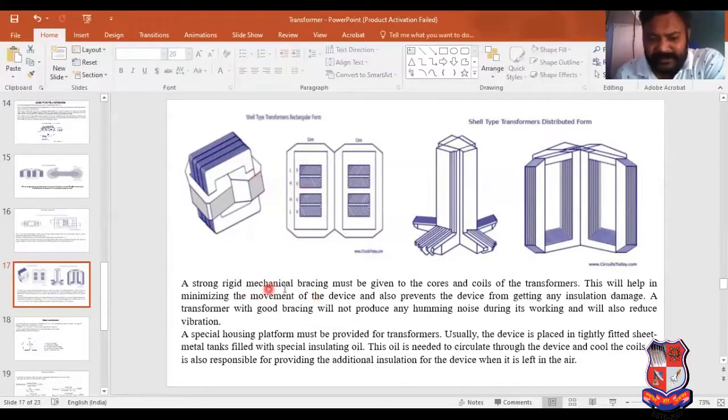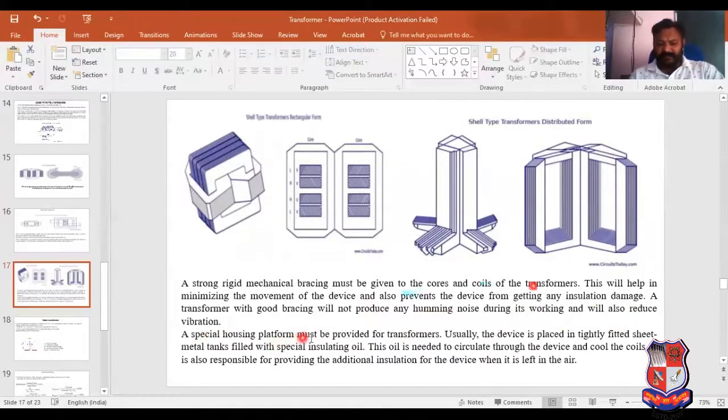The strong rigid mechanical bracing must be given to the core and coil of transformer. This will help in minimizing the movement of device and also prevent the device from getting any insulation damage. A transformer with good bracing will not produce any humming noise during its work and will also reduce vibrations.